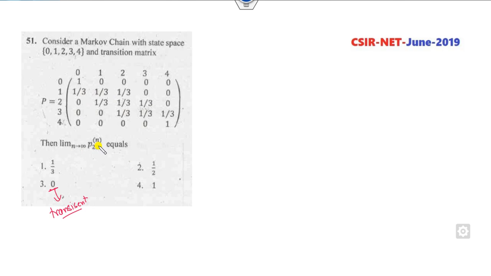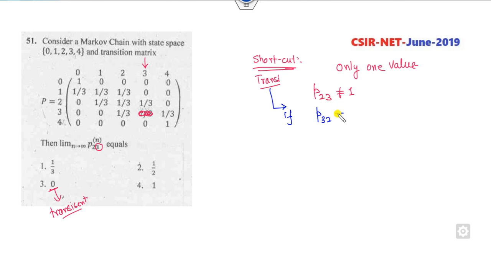What is the shortcut trick for the transient? As I mentioned in my previous lecture also, look at the third column. If this third column has only one value, like for example here, then the shortcut trick for finding the transient state is to look at the entry P(2,3), which is not 1. Then it is said to be transient if the opposite entry, P(3,2), is zero. So look at that: P(2,3) is 1/3, which is not 1.